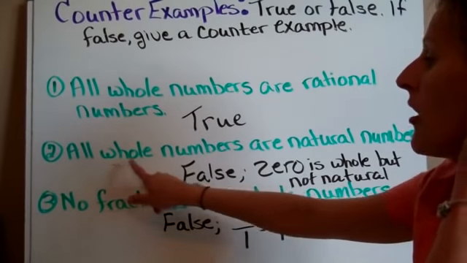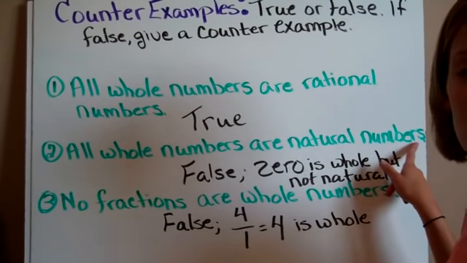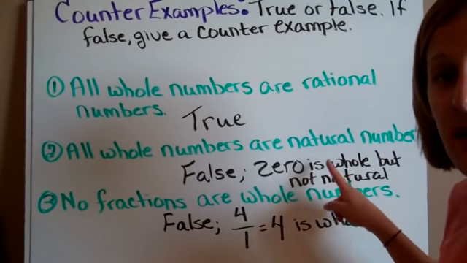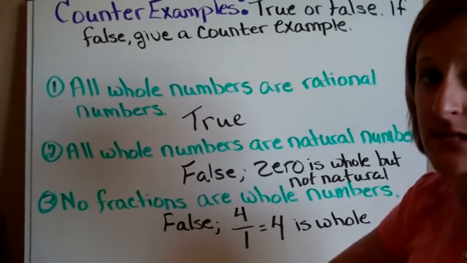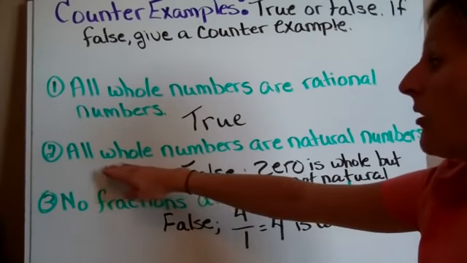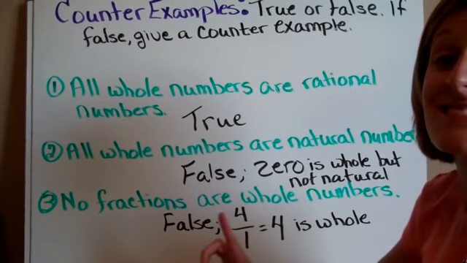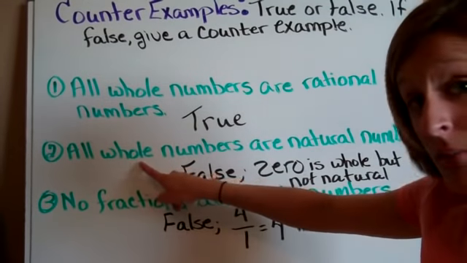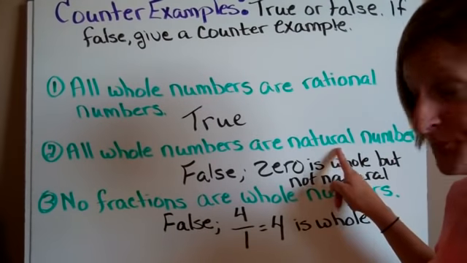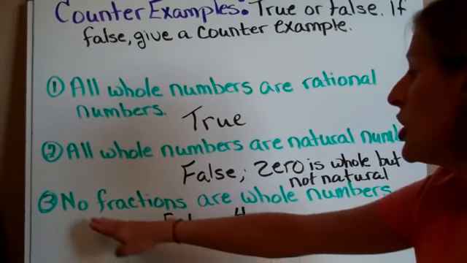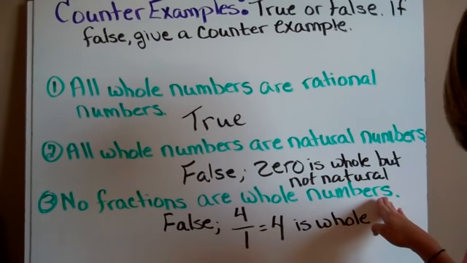The second one, all whole numbers are natural numbers. Remember the difference between a natural number and a whole number is 0. So if all whole numbers are natural numbers, that would be false because 0 is a whole number, but it's not a natural number. This last example, no fractions are whole numbers.